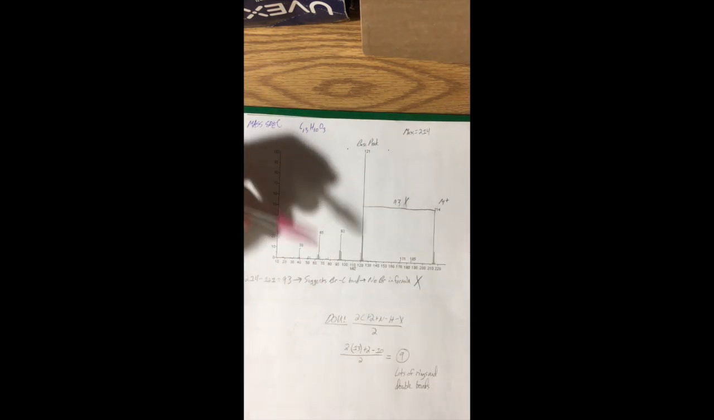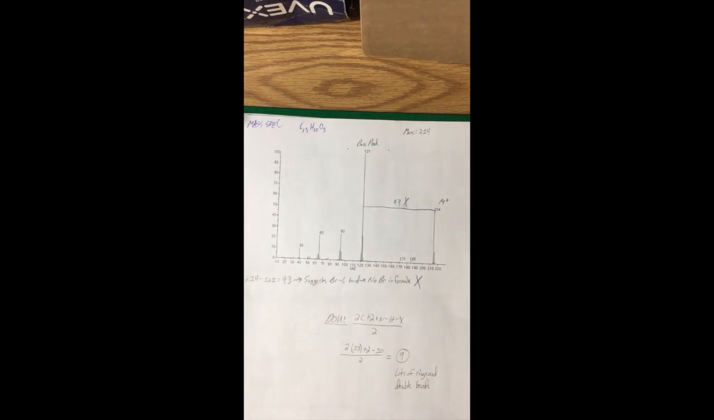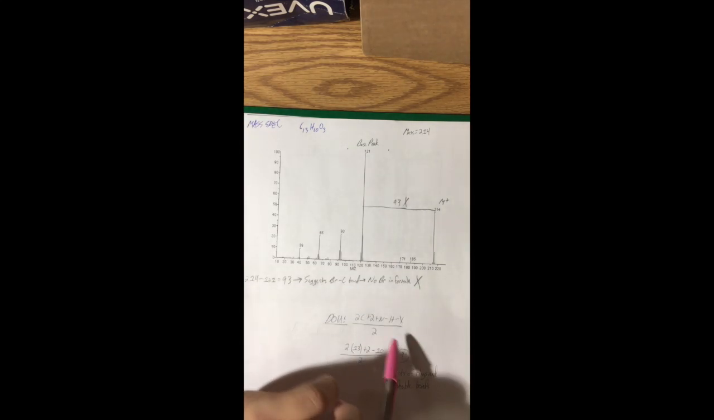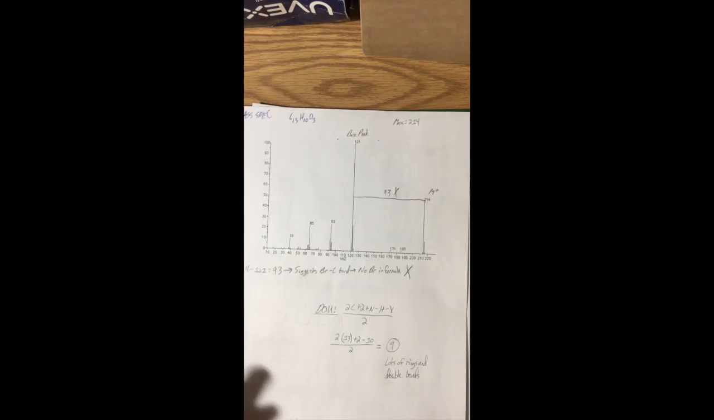So the next thing we can do is degrees of unsaturation, which is 2 times the amount of carbons, plus 2, plus nitrogens, minus hydrogens, minus the alkyls, divided by 2, and we got that to be 9. So as we're looking at it, we're going to assume that there's going to be a lot of rings and double bonds.